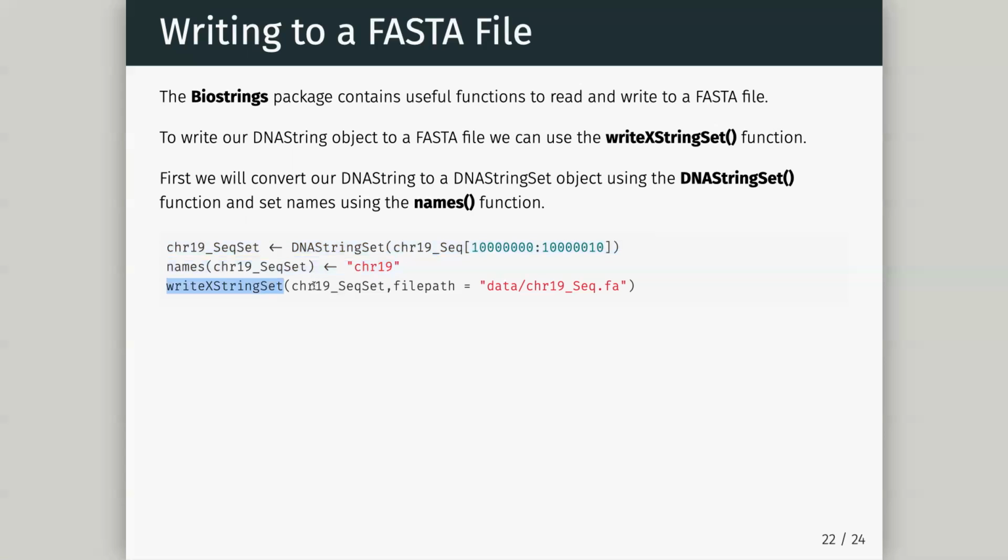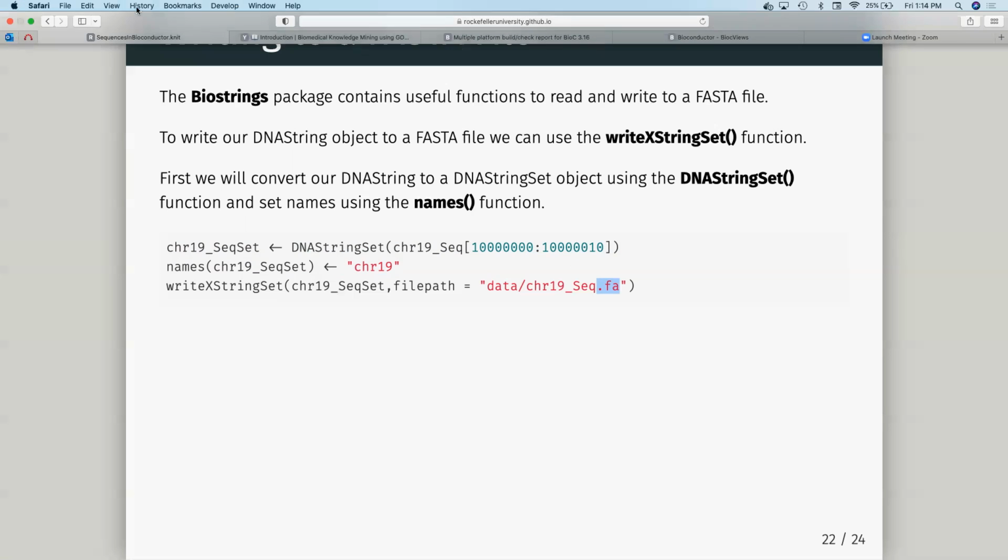And then I can just do writeXStringSet, chromosome 19 seq set. I'm going to have to give it a file path here. And I can tell it to go write this out. Importantly, if I say .fa, it knows to write out a FASTA file. So I'm not saying format to write out here. By saying writeXStringSet, giving it my DNAStringSet with a name, it just checks what my extension is, and it's going to write out a FASTA file.